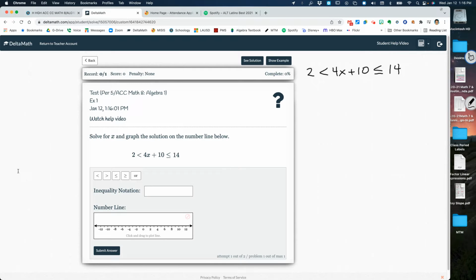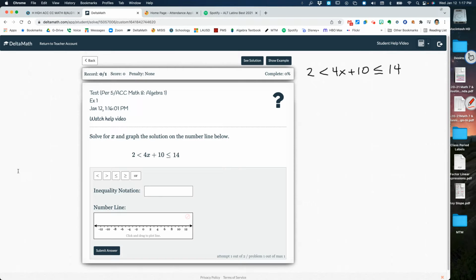These are the easiest ones of the compound inequalities to do. Remember how we do this? Whatever we do to isolate 4x plus 10, to get the x by itself there, whatever we do algebraically, we do that on the ends. So for the 2 and the 14 as well. So that's what we're going to start with.